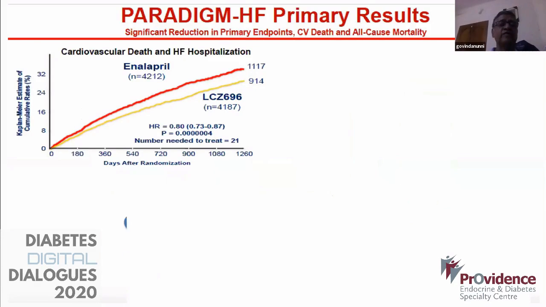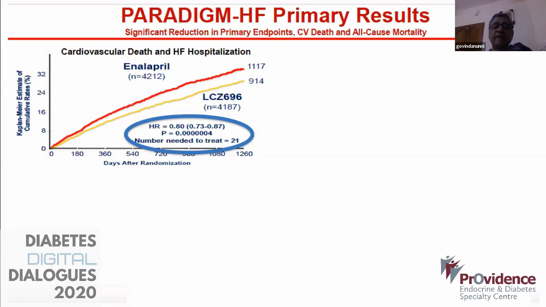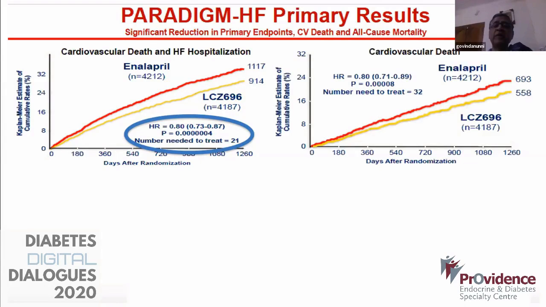You can see that there is a reduction of 20%. And look at the number of zeros behind the p-value. You hardly see such values in medicine. You have to treat just 21 patients to prevent an episode of cardiovascular death and heart failure hospitalization. Look at cardiovascular death, similar story, 20% reduction, a number needed to treat of just 32, and a p-value of, again, several zeros below before the 8.